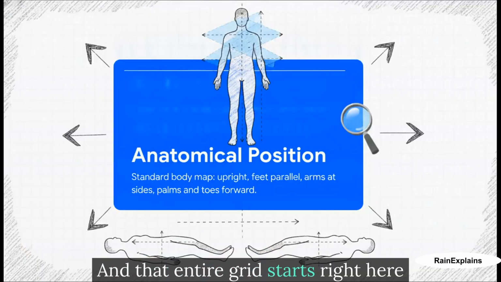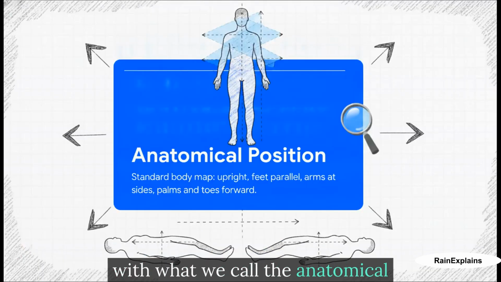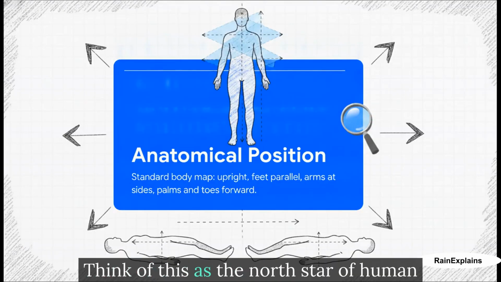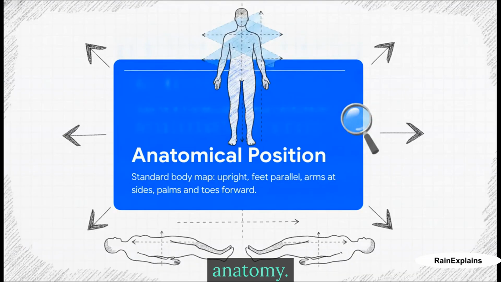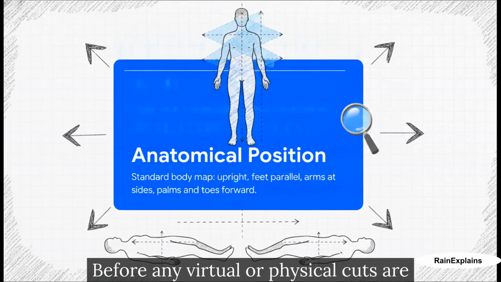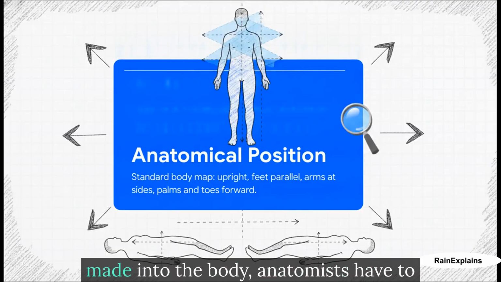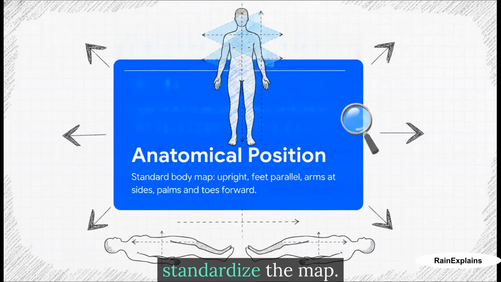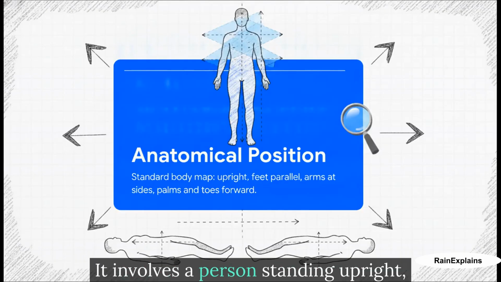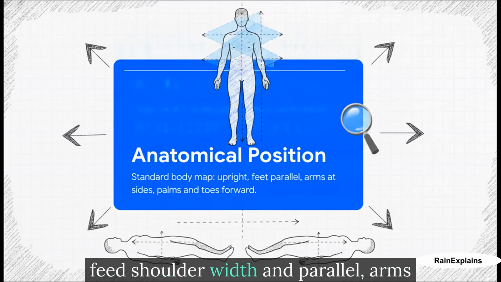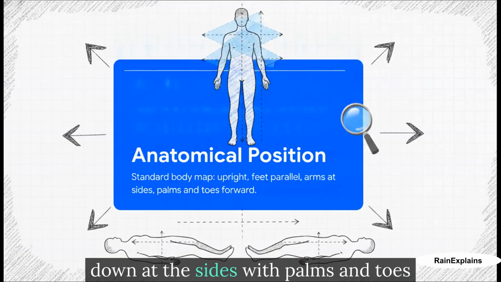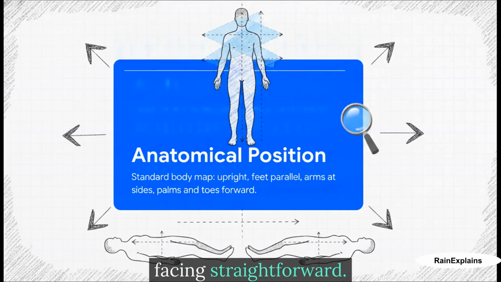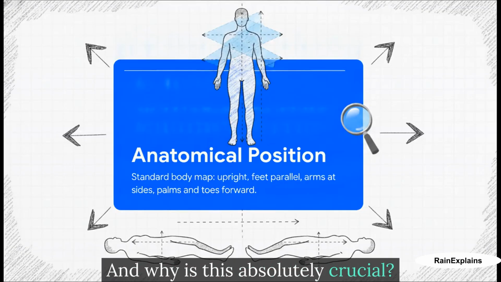And that entire grid starts right here, with what we call the anatomical position. Think of this as the North Star of human anatomy. It is the universal baseline. Before any virtual or physical cuts are made into the body, anatomists have to standardize the map. It involves a person standing upright, feet shoulder width and parallel, arms down at the sides, with palms and toes facing straight forward.